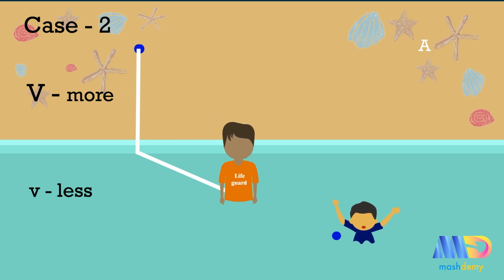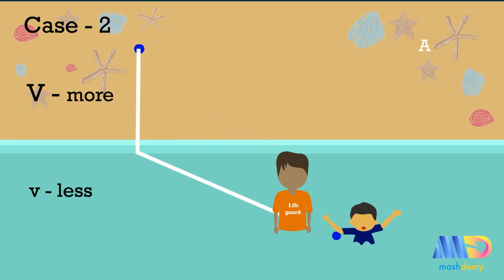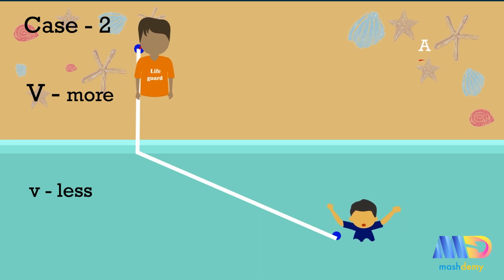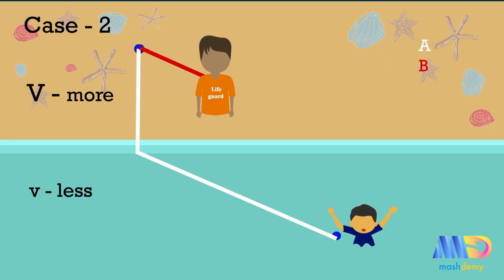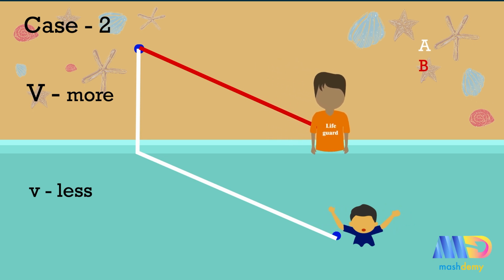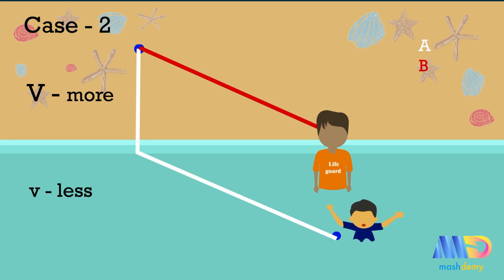The problem here is that he has to cover the majority of his distance in water, where his speed is very slow. So it will take a lot of time for him to reach the kid. Now we would think that the path of least time will be the path in which he spends least time in water, like this one. But as you can see, for minimizing the distance in water, we have actually increased the distance on land by a lot. This is still not the path of least time, as our lifeguard has to cover a lot of distance on land.